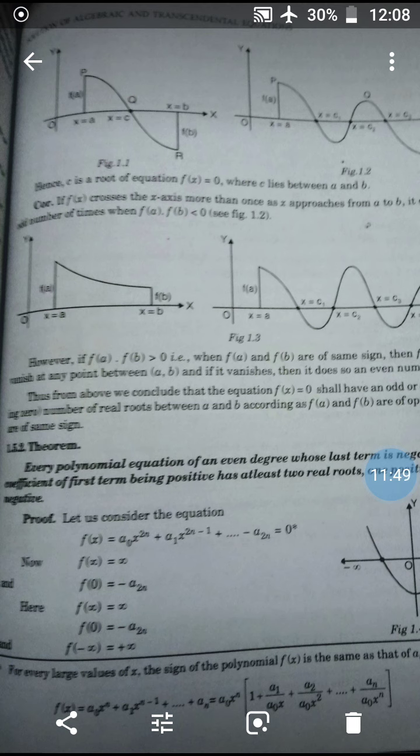Now we evaluate f of infinity. F of infinity is infinity. Easily we can check, f of 0 is minus a2n and f of plus infinity is infinity. F of 0 is minus a2n and f of minus infinity is plus infinity. That means there is one change of sign from infinity to 0 and one change of sign from 0 to minus infinity.